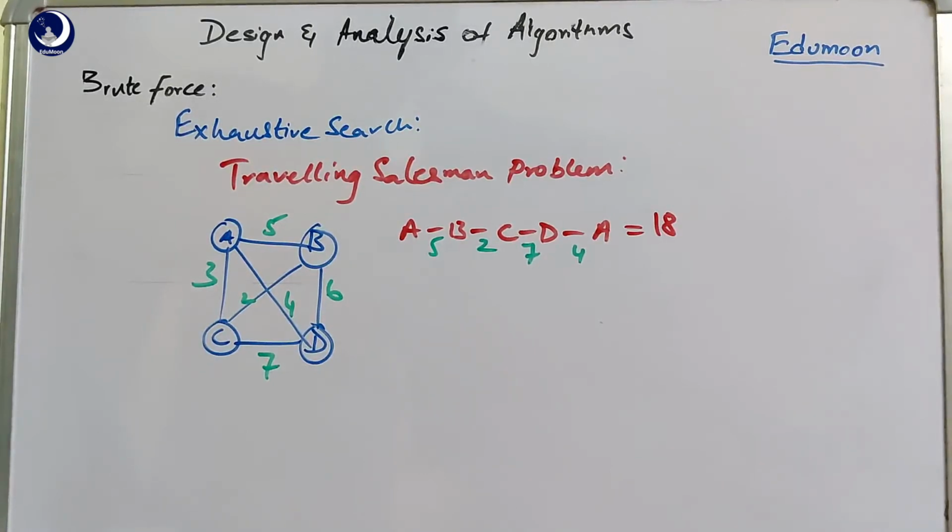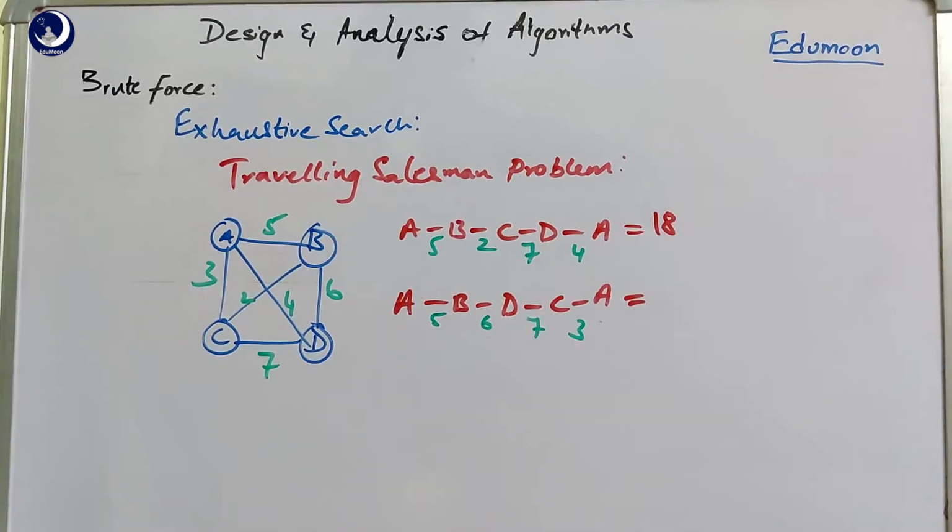So we take another combination, the second combination, like ABDCA. So now in this ABDCA, we write the respective weights. Again A to B is 5, B to D is 6, D to C is 7, and finally C to A is 3. So again the sum of all this is equal to 21 here.